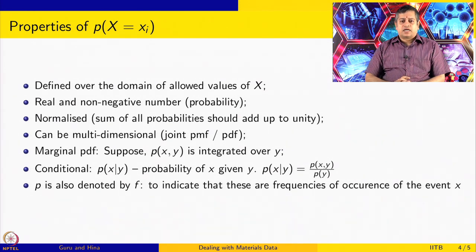And this also tells you that if p of x given y happens to be just p of x, then x and y are independent. So, you do not have to worry about the condition that y is given. And in those cases, you can also see that the joint probability distribution p of x y will become p of x p of y. Sometimes P is also denoted by F, and we will also do it sometimes. And that is to indicate that these quantities are sort of frequencies of occurrence of the event X. So, we can also interpret it as the frequency of occurrence of any given event X.